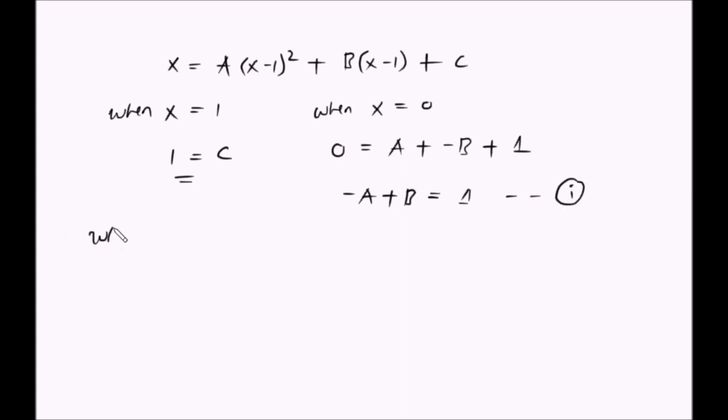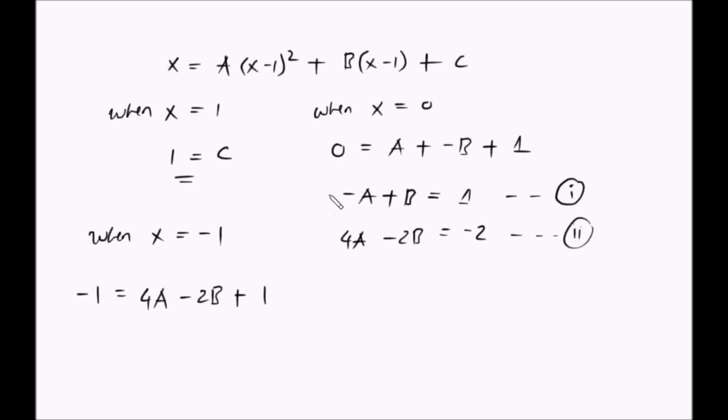And then now tuweke x ni negative 1. So hapa kwenye x itakuwa negative 1. Negative 1 minus 1 negative 2. Negative 2 square ni 4. Hapa ni 4a. Hapa itakuwa negative 2b plus c tulipata ni 1. So hii itakuwa ni 4a minus 2b sasa na negative 2. So this is equation 2. So we can solve these two simultaneously to get a and b. And so we're going to get a and b there.